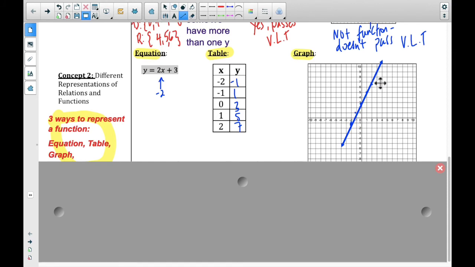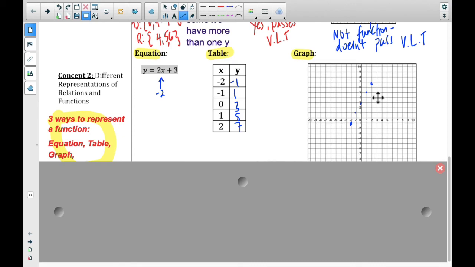Now, before I put that line on there, it was just a couple of dots, right? And then I connected it with a line. Why did I connect it? Well, I connected it because it was an equation. In other words, I'm going to take that line off real quick. If I take that line off, I still have my points.